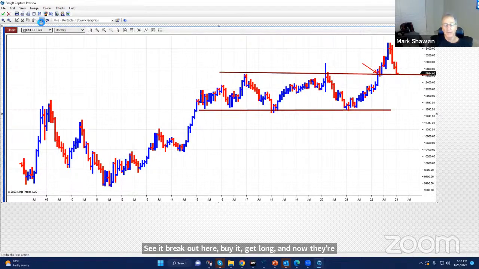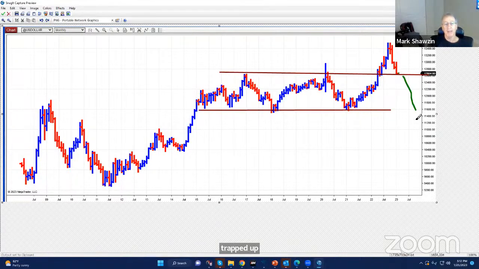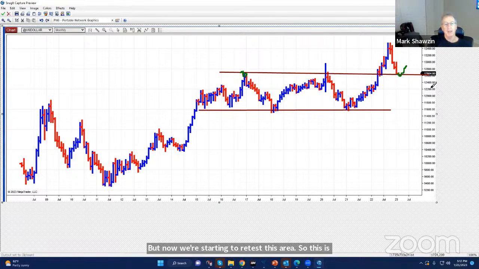And if the market sets a trap, it can go in the other way very, very quickly. But now we're starting to retest this area. So this is kind of a zone where I would expect some support to come in before this thing does decline. I do think that the dollar move is over.